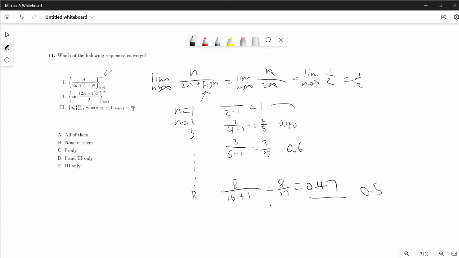And the most important thing is that this is approaching a value, right? It's getting closer. It's going from 1, 0.4 to 0.6 to a little bit under 0.5 to a little bit over 0.5. The general shape is going to approach a value. Therefore, the sequence is going to converge.